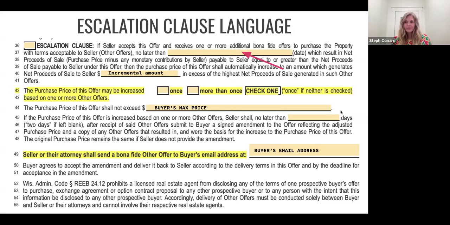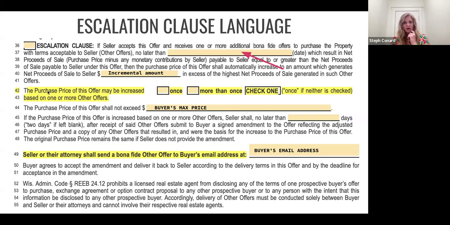Thank you. Yes. So which results in net proceeds of the sale, purchase price minus any monetary contributions by the seller, payable to the seller equal to or greater than the net proceeds of sale payable to the seller under this offer, then the purchase price of this offer shall automatically increase to an amount which generates net proceeds of sale to the seller. Then you're going to name your incremental amount here. So this could be $1,000, this could be $3,000, $500, in excess of the highest net proceeds of sale generated in such other offers.